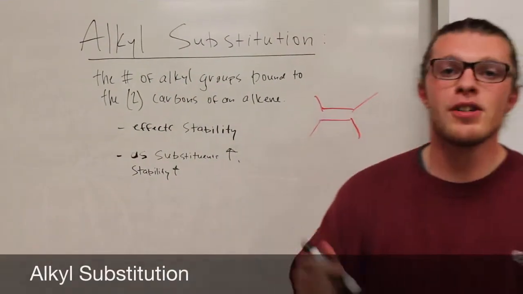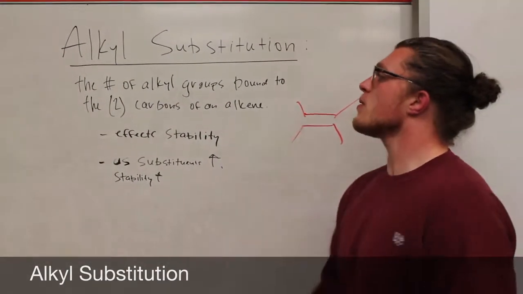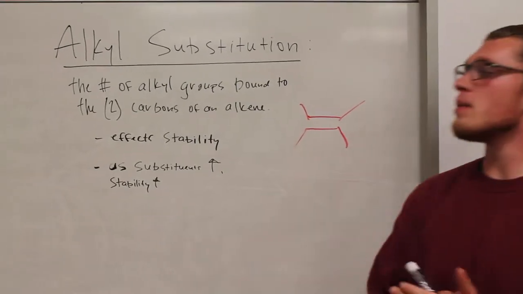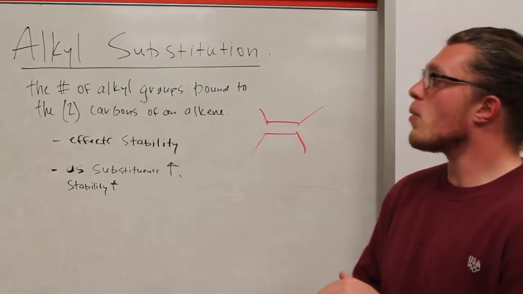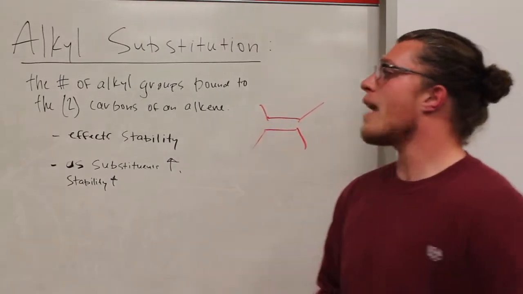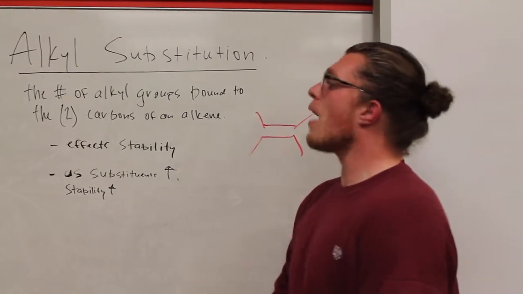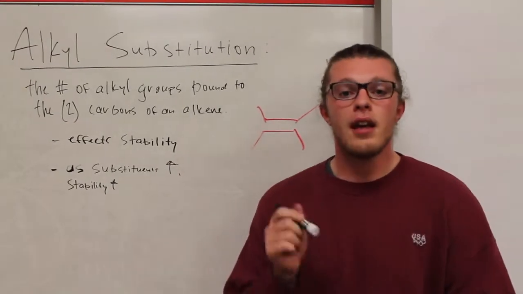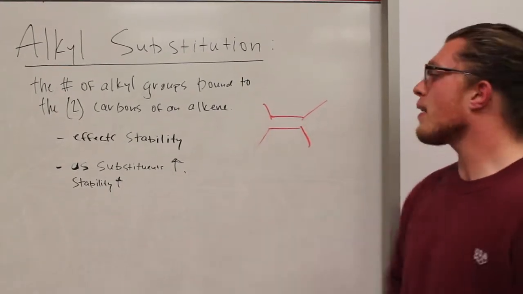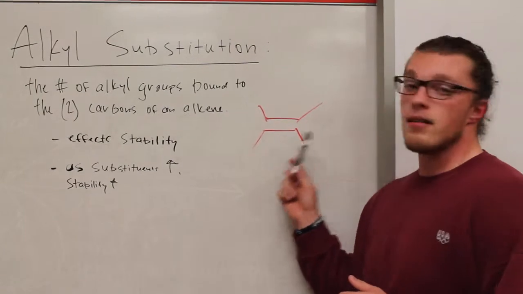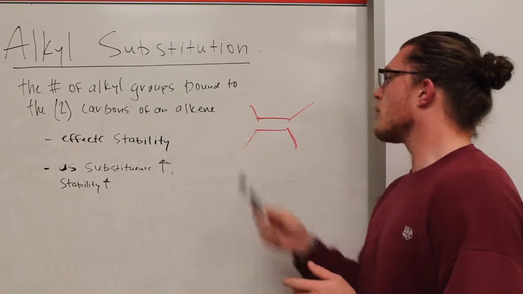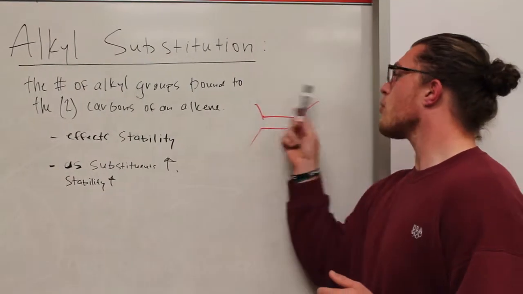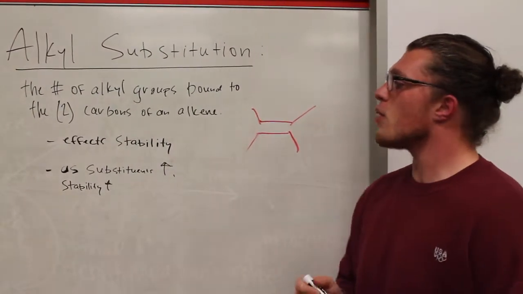What's up, guys? Okay, so the next thing we're going to talk about here is alkyl substitution. This is going to be important for the way the stability of different molecules works. So when we define alkyl substitution, we know it as the number of alkyl groups bound to the 2 carbons of an alkene. If we think back to a couple weeks ago, an alkene is going to be anything consisting of that double carbon bond. So in that instance, you have your double bond with your 2 carbons and the possibility of 4 different substituents coming off of those carbons.